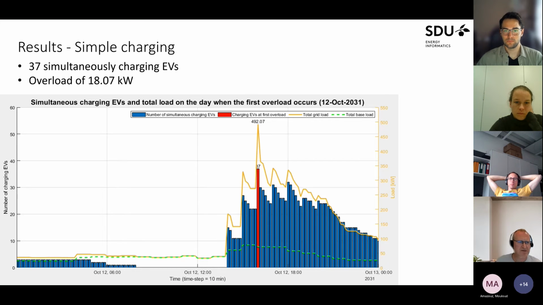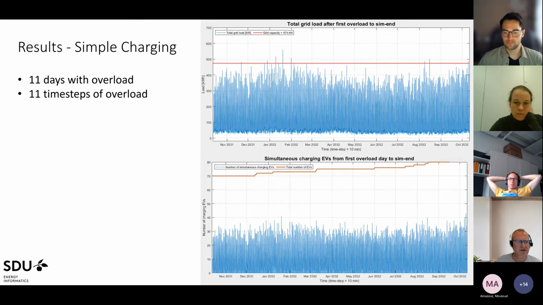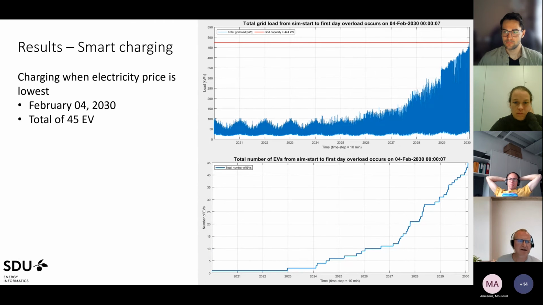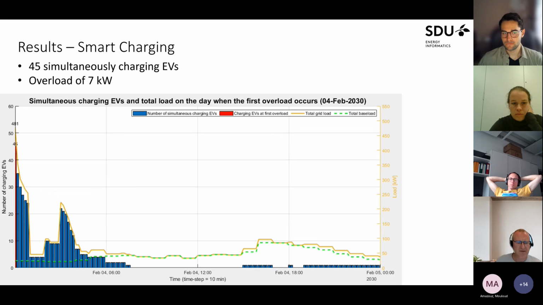This is the result showing how many EVs were charging and what the overload is. If we look at the results, we have 11 days with overload for the simple charging in 2031. If we look at the smart charging, we see that we actually have an overload one year earlier, in 2030, and we have a lower number of EVs charging at the same time. That is basically because we now have herding behavior, where all the EVs try to charge at the same time because the price is low.